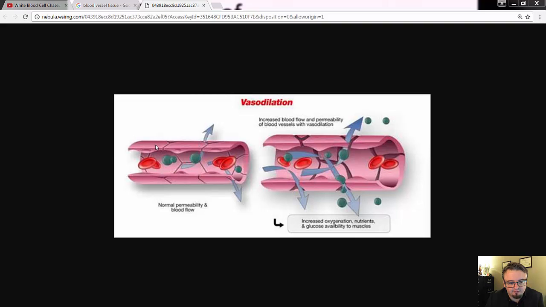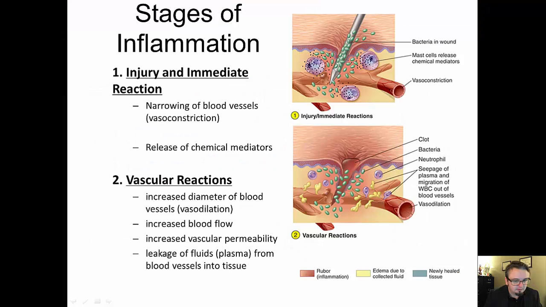So it looks like this. You've got the cells that make up the vessels somewhat locked together, almost like puzzle pieces, right? And then when vasodilation occurs, those puzzle pieces loosen up, and you get these gaps in between the cells. And that allows some of the fluid to literally leak out into the surrounding area there. So ultimately, that is a big part of how fluid gets into the tissue.